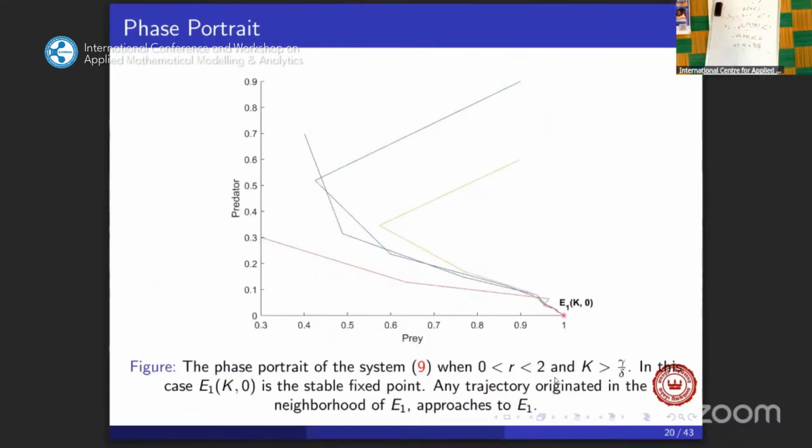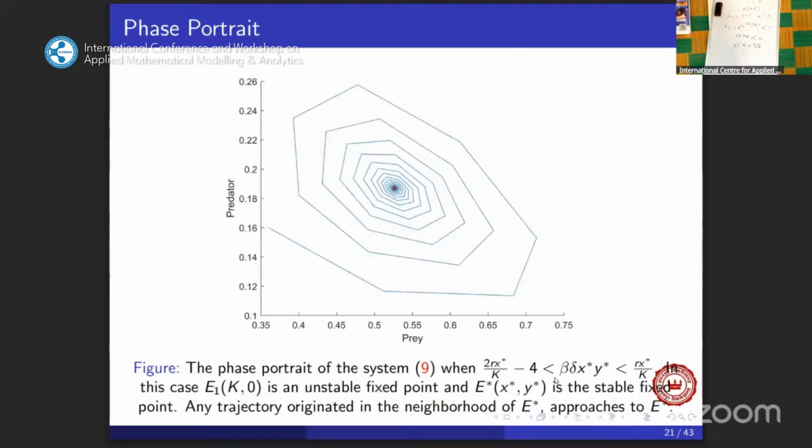This is the result for the system at E1 (K, 0) and E0 (0, 0). Next slide. This is the result for the interior equilibrium. Any trajectory originally in the neighborhood of E star approaches E star. That means if any initial point goes to the stationary point, then the system is said to be stable. Next.